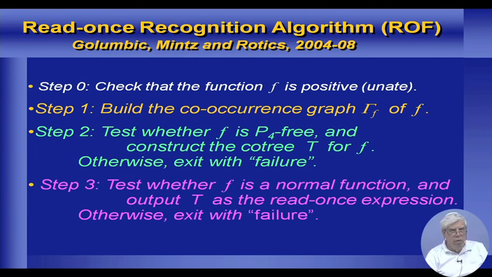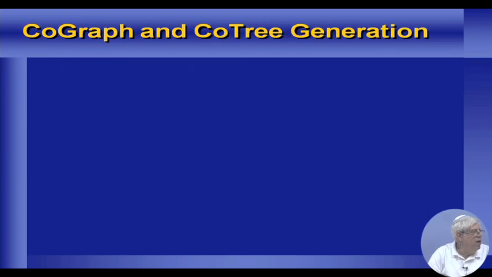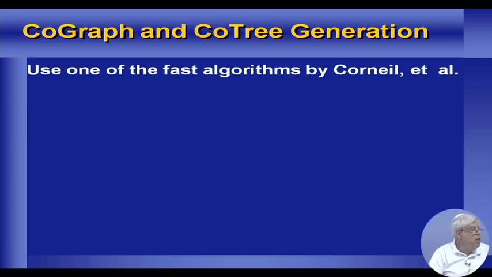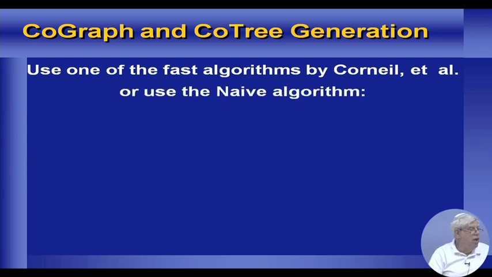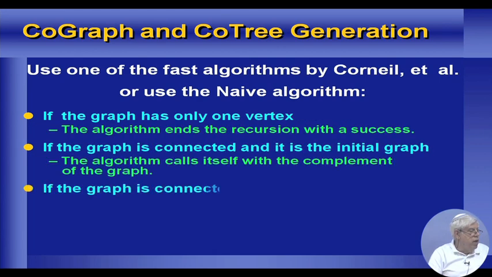So here was our algorithm. First, we check that it's positive or unate. We build the co-occurrence graph, test if it's a CoGraph, then test normality. But how do we do it efficiently? Well, the camel is supposed to indicate an efficient water usage machine. How about an efficient computer machine? So for the CoGraph recognition, we would use either one of Cornel's algorithms or the naive algorithm. Okay, and that we know how to do.